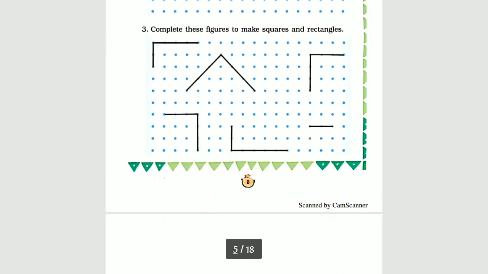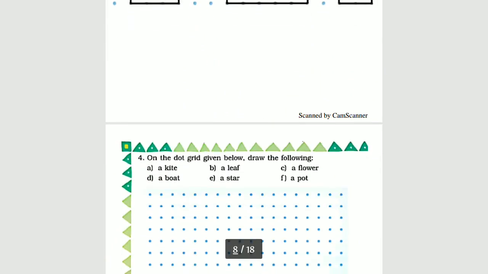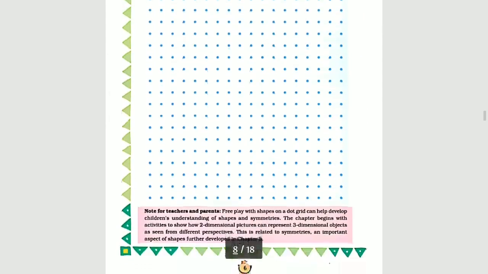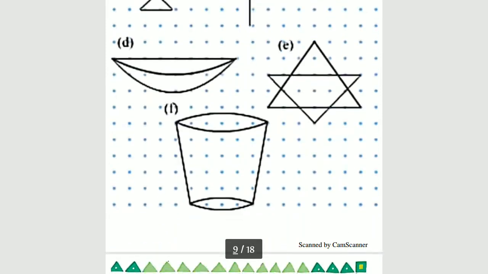Now complete these figures to make a square and rectangle. So you can complete this figure with the help of dots, and you have to make squares and rectangles. If you complete this, then it will appear like this. Okay. Now on the dot grid given below, draw the following: a kite, a leaf, a flower, a boat, a star, and a pot. So you have to join the dots and draw a kite, leaf, flower, boat, star, and a pot. It will appear like this.